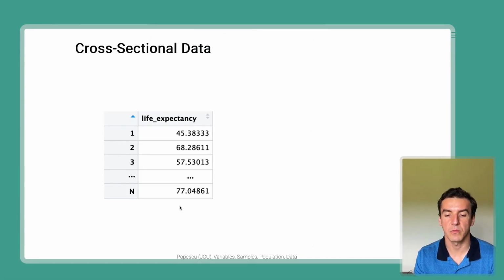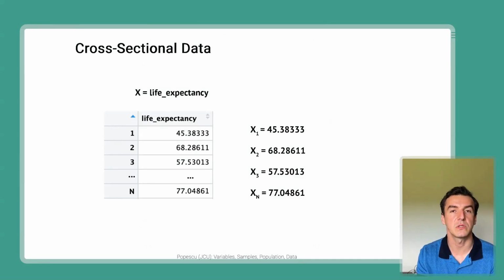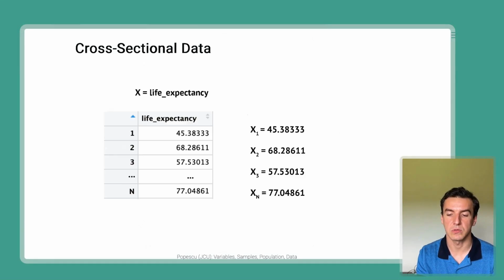So this is, for example, what this means in practice. Imagine that this is the variable that we're interested in. We have life expectancy and we have all these different values. So uppercase X is life expectancy. This is the variable that we're concerned with. We have the first observation, x subscript 1, which is 45.38. We have the second observation, x2, which is 68.28. And we have the third all the way to the nth observation. So this is how this notation is reflected in the actual data.